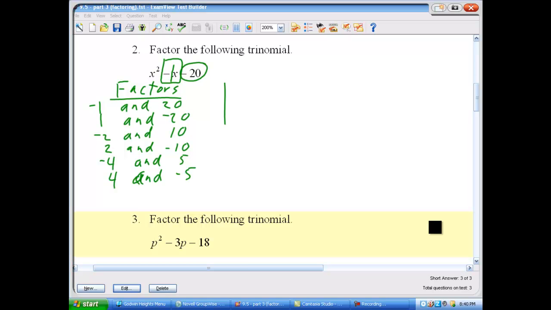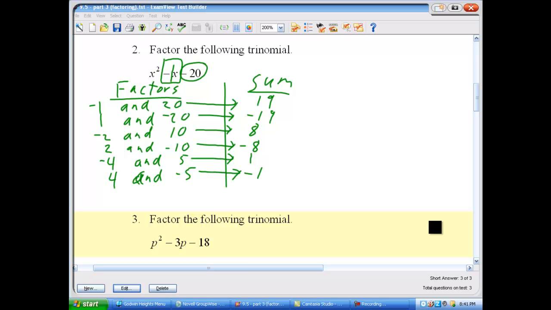What I have to do again is test and figure out all of the sums of these combinations. If I add up negative 1 and 20, it's going to give me 19. If I take 1 and negative 20, it's going to give me negative 19. If I take negative 2 and 10, it's going to give me positive 8. If I take 2 and negative 10, it's going to give me negative 8. If I take negative 4 and 5, that's going to give me positive 1. If I take 4 and negative 5, it will give me negative 1.